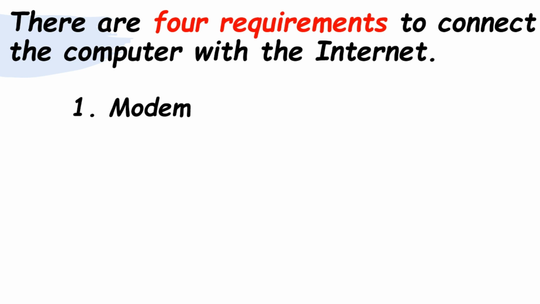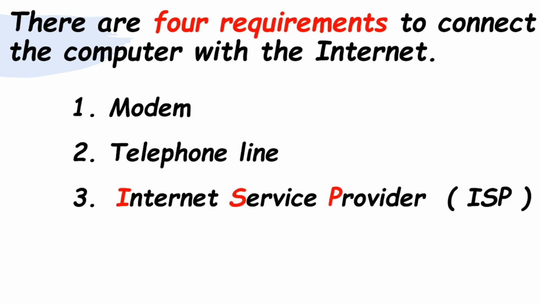Modem. The first requirement is modem. Telephone line. Internet Service Provider, ISP. Web browser. Again, modem, telephone line, Internet Service Provider, ISP, web browser. Let's see one by one now. The first one, modem.